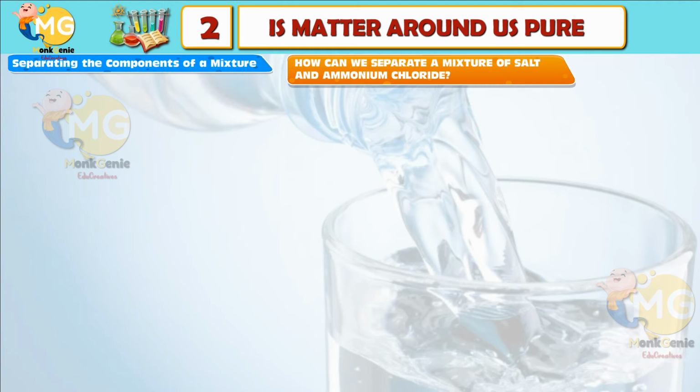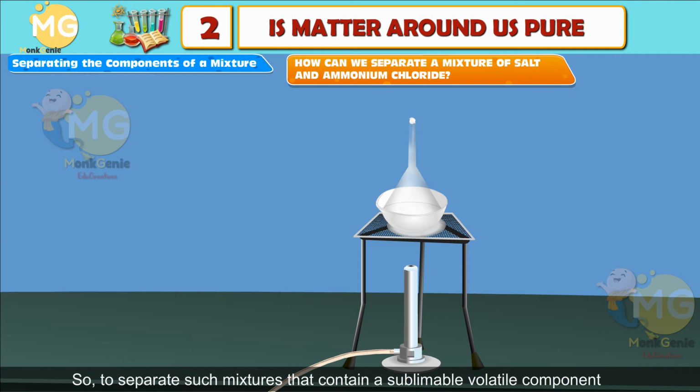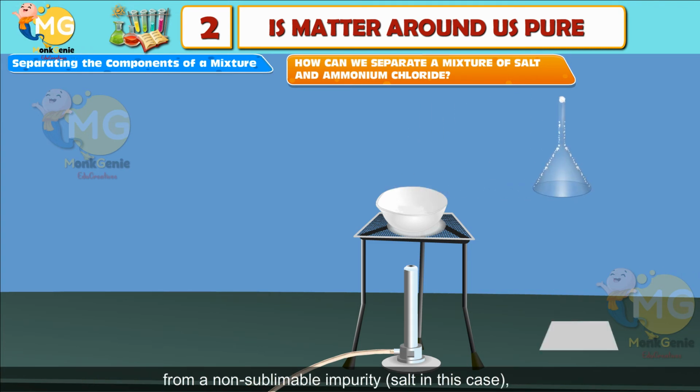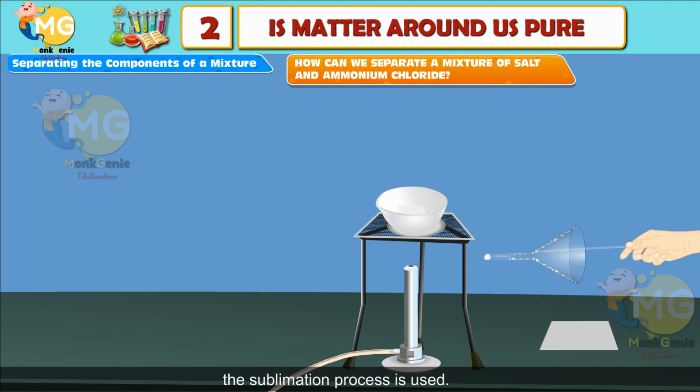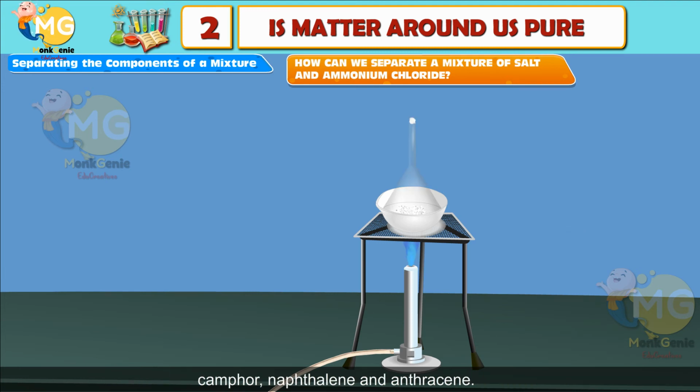How can we separate a mixture of salt and ammonium chloride? Ammonium chloride changes directly from solid to gaseous state on heating. So, to separate such mixtures that contain a sublimable volatile component from a non-sublimable impurity, salt in this case, the sublimation process is used. Some examples of solids which sublime are ammonium chloride, camphor, naphthalene and anthracene.